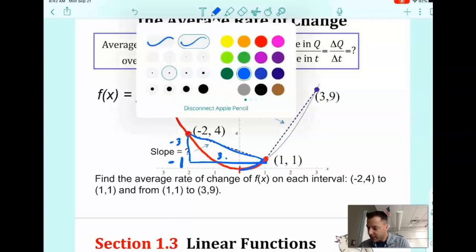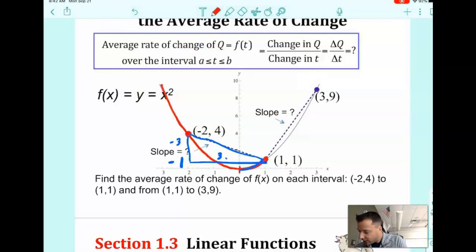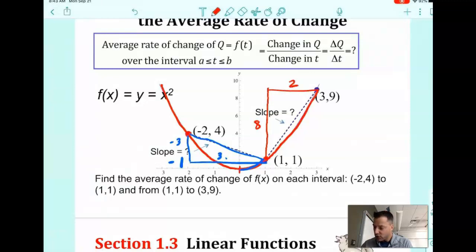Now on this positive interval, right here, they also want to know the average rate of change. It's not a straight line. It looks close, right? It's got a little hook in there. So how do we go? Look at our y values. We're going from 1 to 9. So we're going up 8 units, right? And from 1 to 3, you're going over 2 units. So that's up 8 over 2. So your slope there is 4.